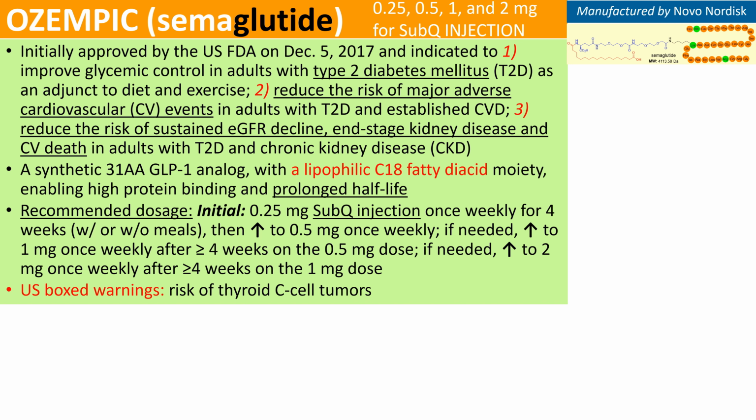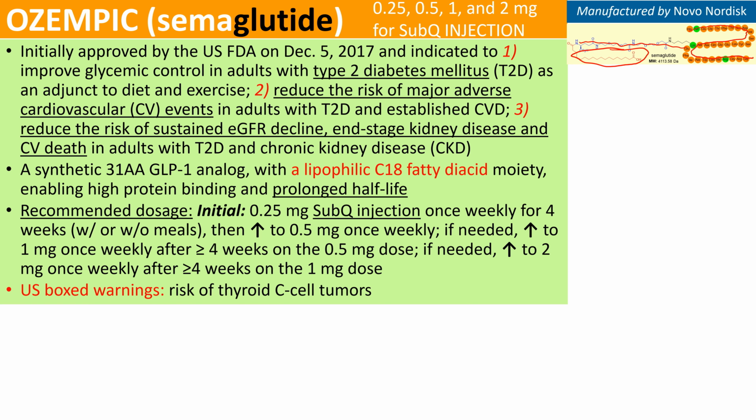Chemically, semaglutide is a synthetic 31 amino acid GLP-1 analog. GLP-1 refers to glucagon-like peptide 1, with a lipophilic C18, which means 18 carbon, fatty diacid moiety, enabling high protein binding and prolonged half-life. As you can see, based on the chemical structure, it has a peptide structural motif, peptide backbone. In addition, there is a hydrophilic spacer, and then attached with this lipophilic C18 fatty diacid moiety in the end, which is here.